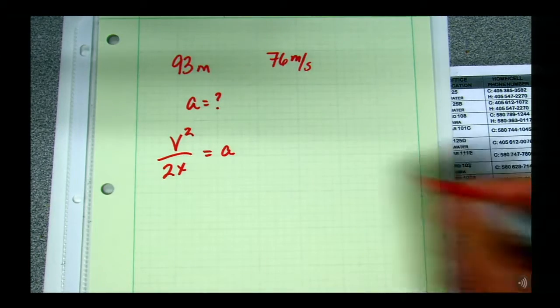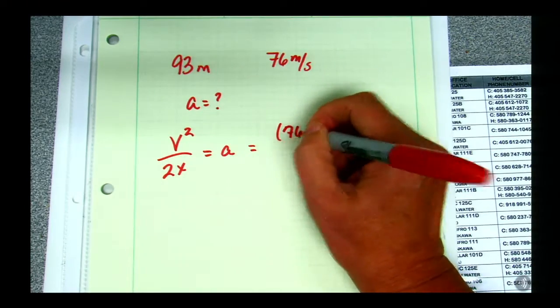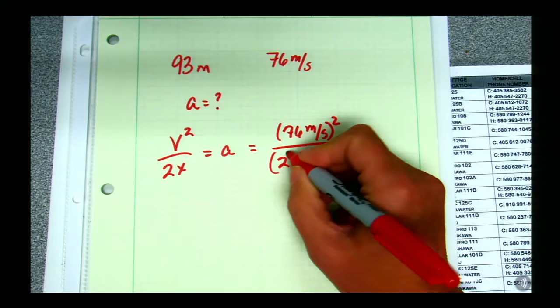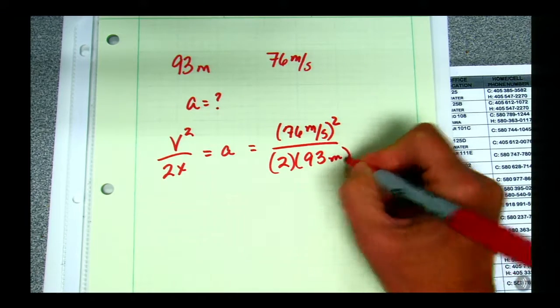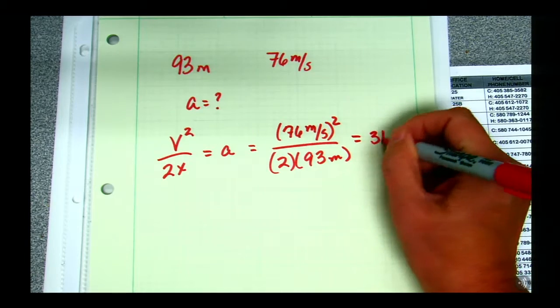In this case, that jet coming off the aircraft carrier, if it just lets the catapult do the work, it's going to go off at 76 meters per second. But of course, the pilot's also going to gun it. But we're just going to use that 76 meters per second. We're going to square that, divided by 2 times my 93 meters. If I do that, I get 76 squared divided by 2 times 93. And I get something on the order of 31 meters per second squared.